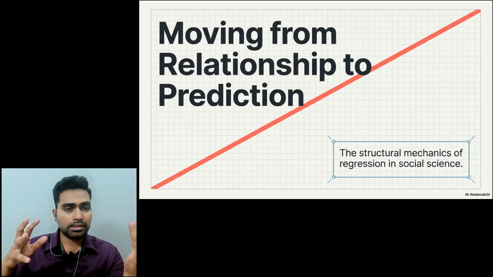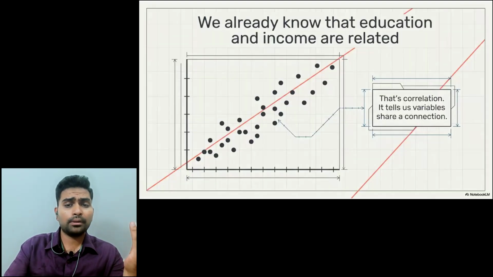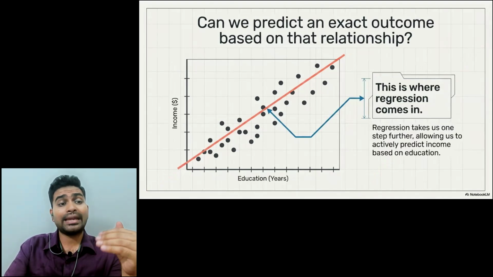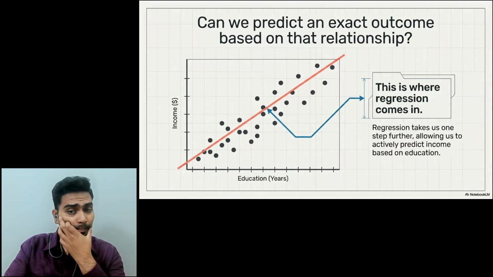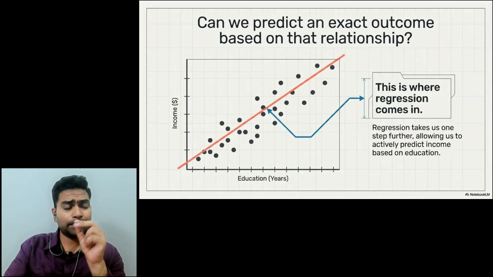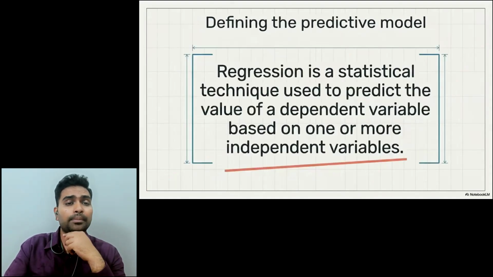Now, what if you want to know whether one variable can predict the other variable? Here, one variable means your independent variable. Can it predict your dependent variable? Remember our example, correlation, sorry, education and income. So, education, your independent variable, can it predict people's income? This is where regression helps us. It can actively allow us to predict the dependent variable based on the independent variable.